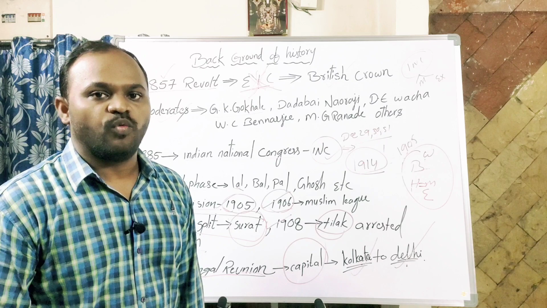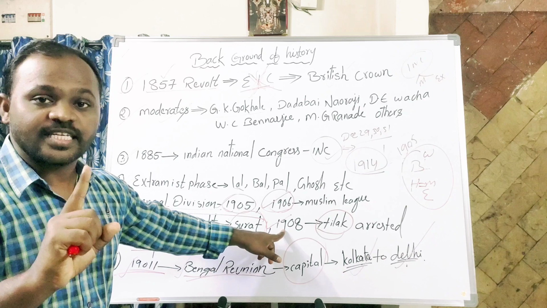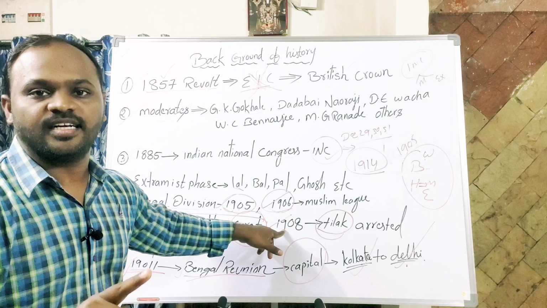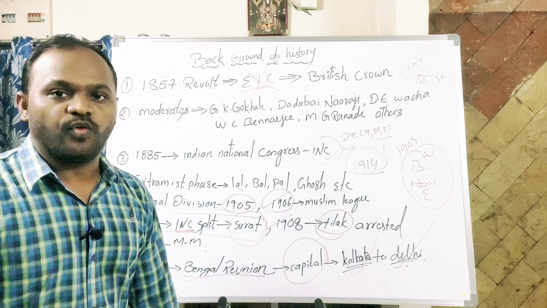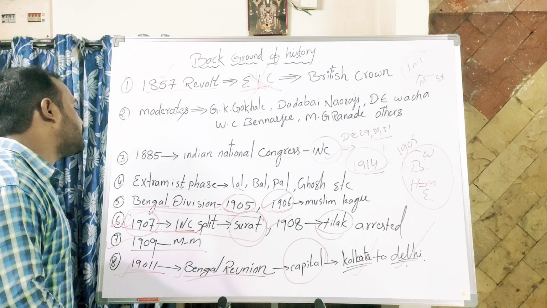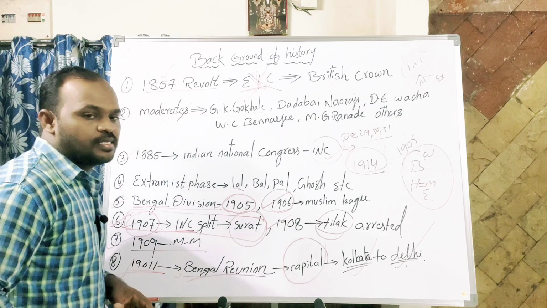Tilak was arrested in the year 1908 and sentenced to jail for how many years? 6 years. See guys, 1908 to 1914, how many years? 6 years. Again, Tilak was released from jail in the year 1914, the hero arrived from jail. At the same time, remember this point: in which year did the Bengal division happen? 1905. Remember all this, then we will see each and every topic in an interesting manner.